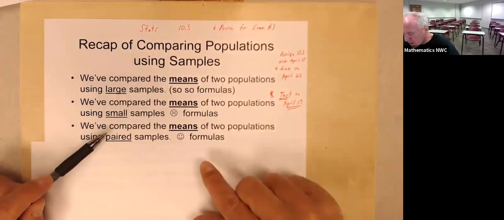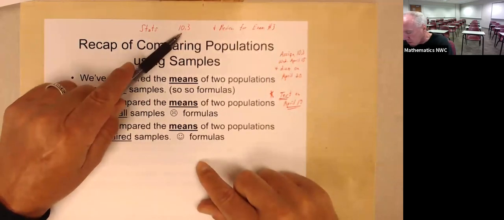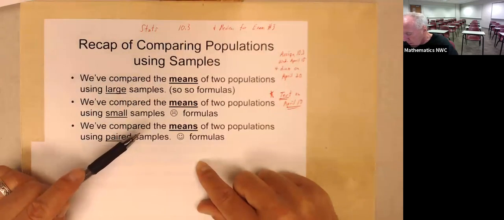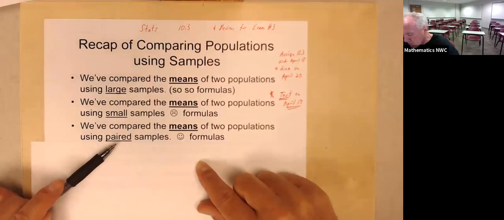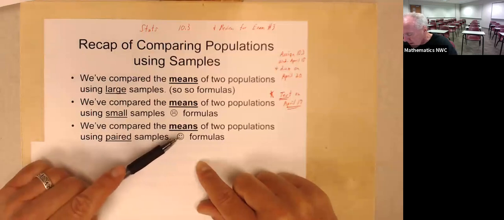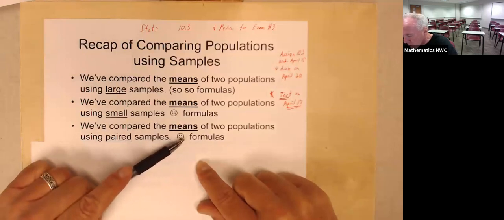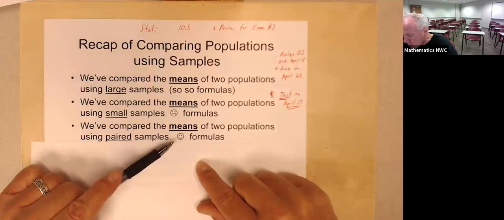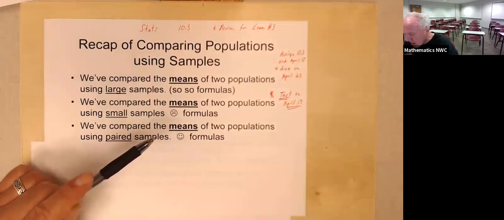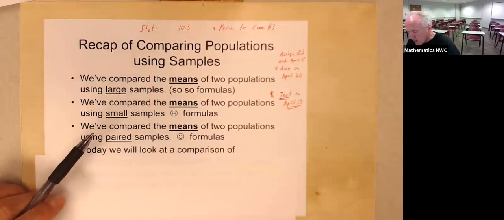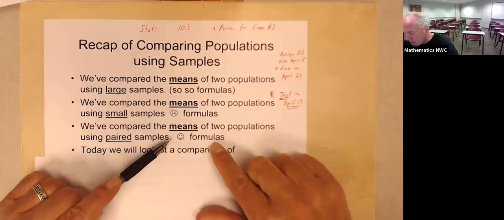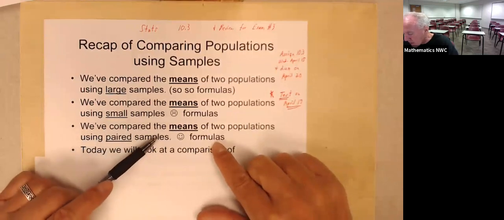The previous section, 10.2, we've compared the means of 2 populations using paired samples. Those were great formulas because if you remember, we made a new column of differences, which meant we only had 1 new population. And hence those formulas were actually like the formulas we had back in chapter 9. They were very easy to work with.